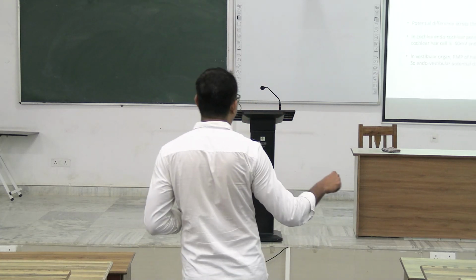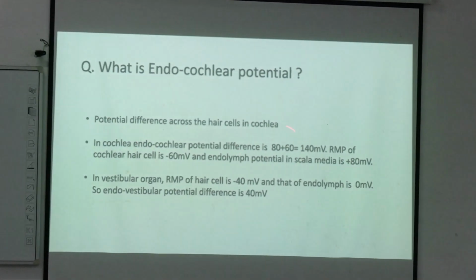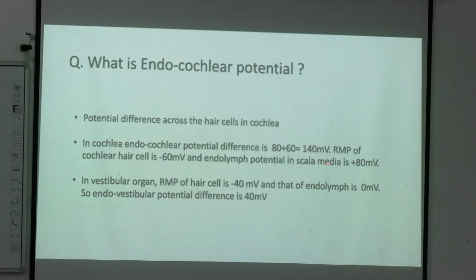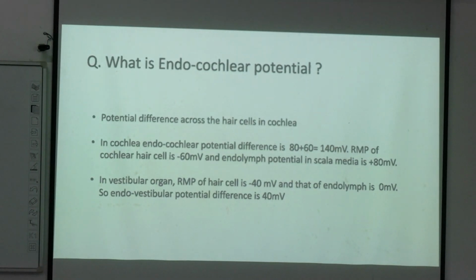So you see the potential difference across the hair cell in the cochlea. In cochlea, the endocochlear potential difference is 80 plus 60, that is 140 millivolt. Resting membrane potential of cochlear hair cell is minus 60 millivolt, and endolymph potential in scala media is plus 80 millivolt due to plenty of potassium ions.